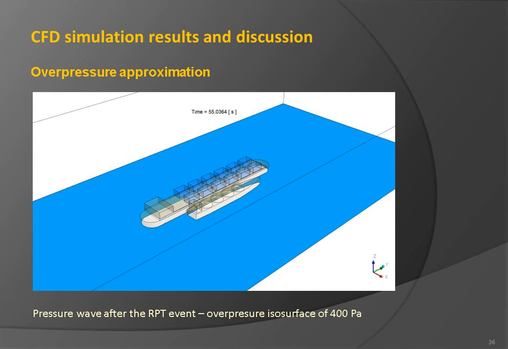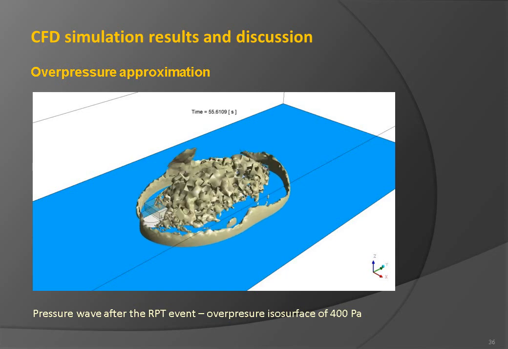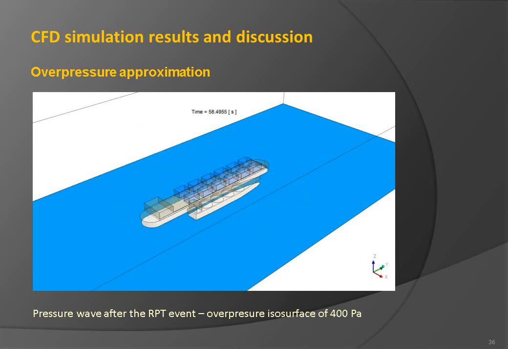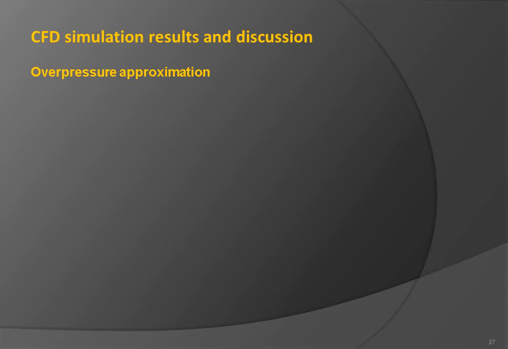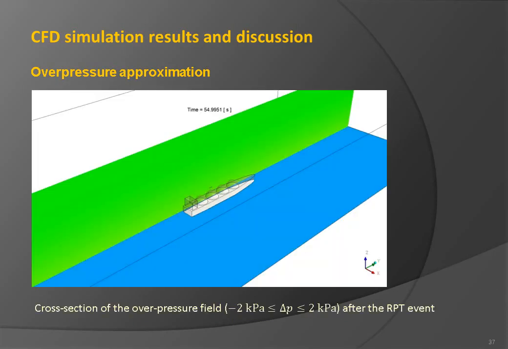The animation shows an overpressure isosurface of 400 Pascal. It visualizes propagation of the pressure wave through the ambient. More revealing is a cross-sectional view of the calculated overpressure field. The overpressure is high at the beginning, close to the LNG layer, and decreases with radial expansion of the pressure wave. The shape of the propagating wave is importantly influenced by both vessels. They represent an obstruction, which leads to local pressure wave reflections.